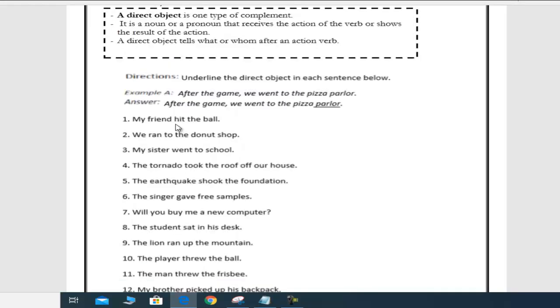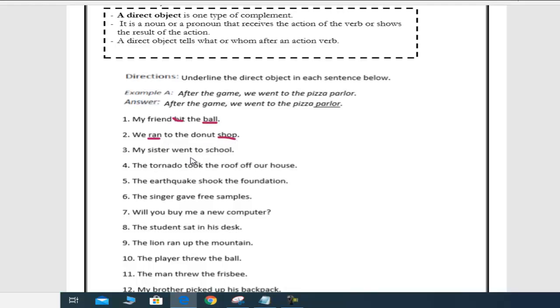My friend hit the ball. What did my friend do? He hit. So hit is the verb. What did he hit? Ball. So ball is the direct object. We ran to the donut shop. What did we do? Ran. Ran is the verb. What did we run to? The shop. So the shop is the direct object.